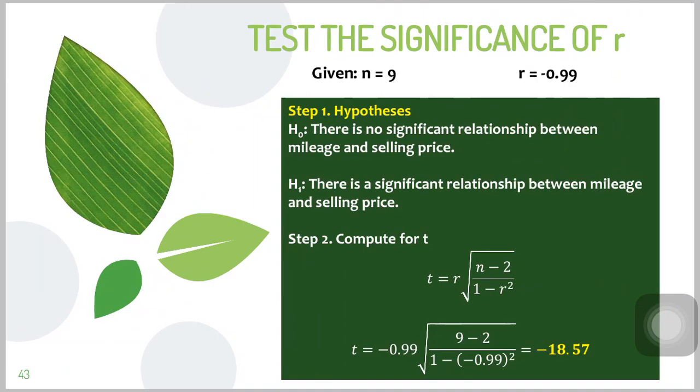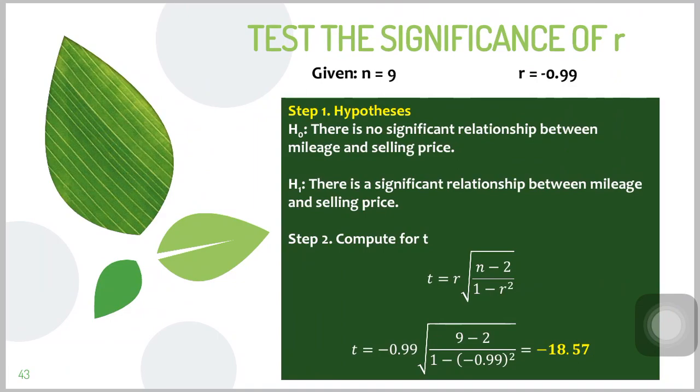We state the hypothesis. The null hypothesis: there is no significant relationship between mileage and selling price. The alternative hypothesis states that there is a significant relationship between mileage and selling price. In step 2, we'll be computing for the value of t. You can pause this video and have more time in computing for our t.